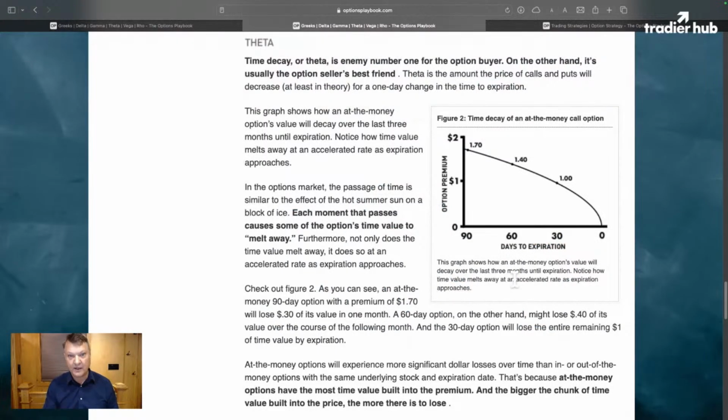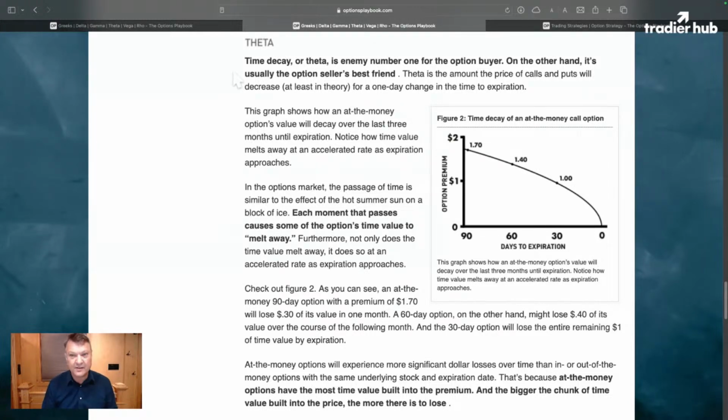If you scroll down in that section, you will see, obviously, the word theta, and that's time decay. It's enemy number one to the option buyer. On the other hand, it's usually the option seller's best friend. So it tells you how much your option contract will decay for 1 day's worth of time.